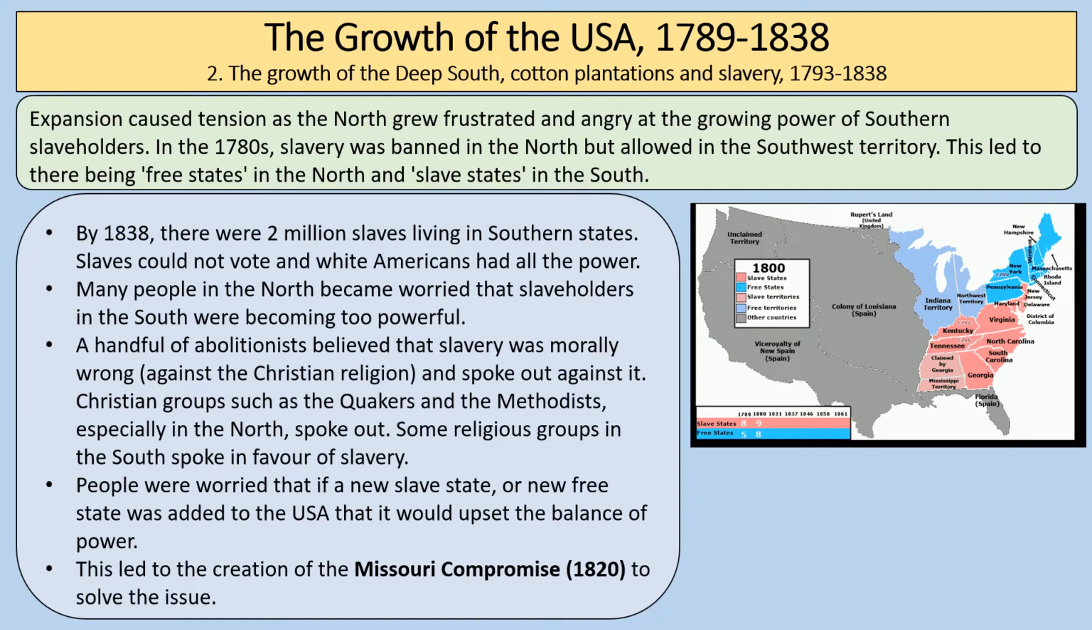So a handful of abolitionists believed that slavery was morally wrong, it was against the Christian religion, and they spoke out against it. So Christian groups such as the Quakers and the Methodists, especially in the North, spoke out. Some religious groups in the South spoke in favour of slavery.